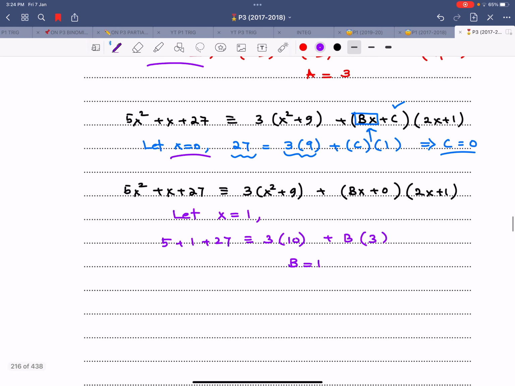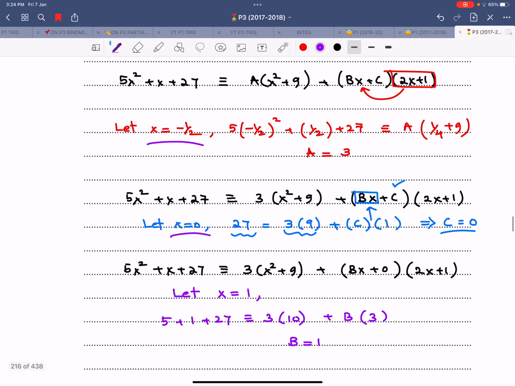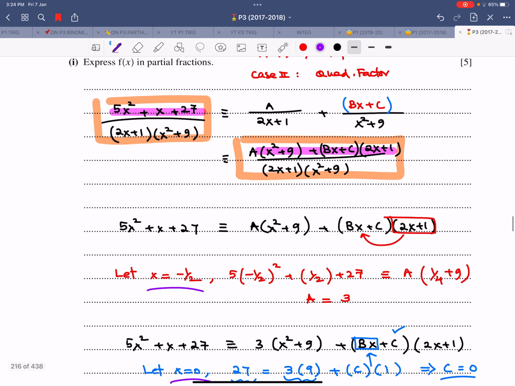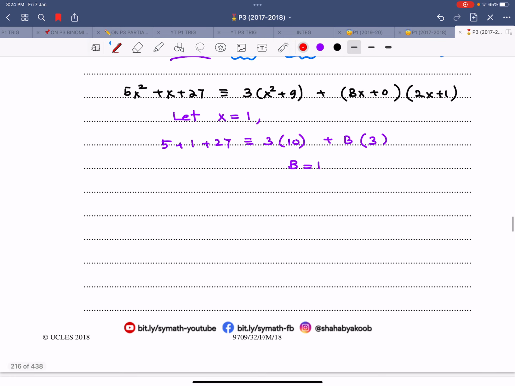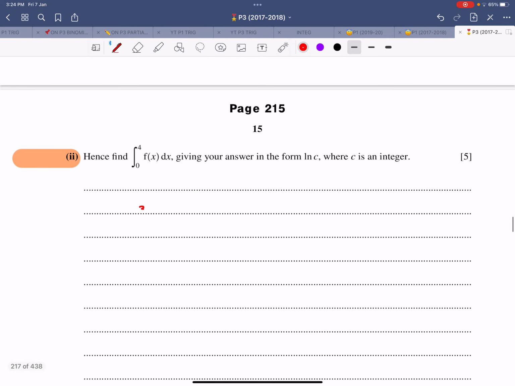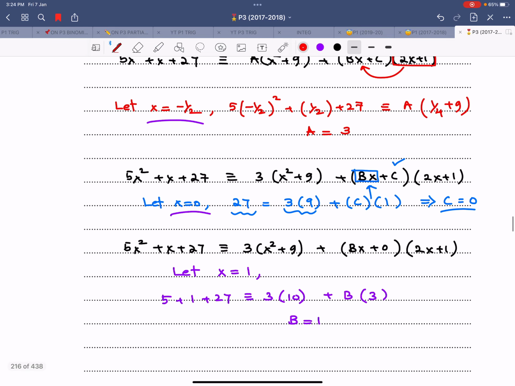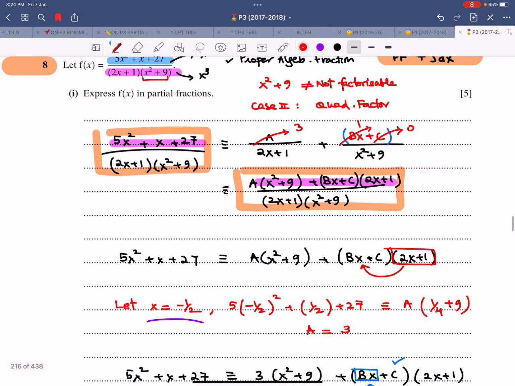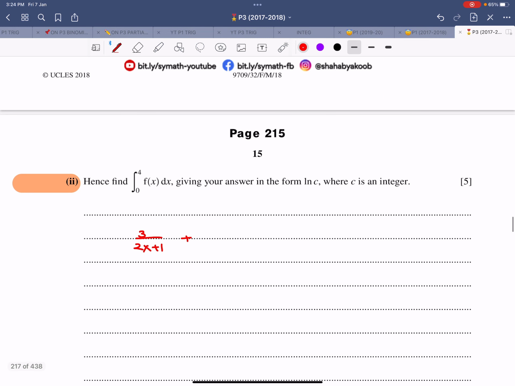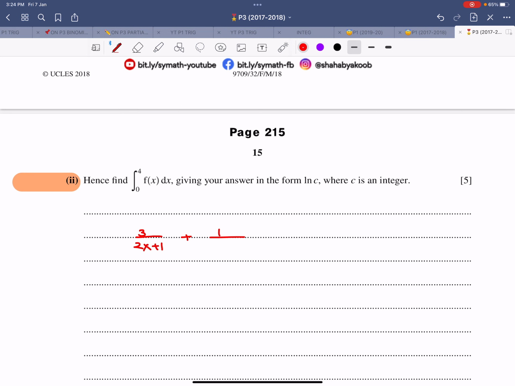So don't leave the answer as it is. Write it where it belongs. It belongs on this fraction. So a, the value of a is 3. The value of b is 1. The value of c is 0. So 3 over 2x plus 1. Let me write it over here. 3 over 2x plus 1. And bx plus c. So c is 0. So 1 over x squared plus 9.